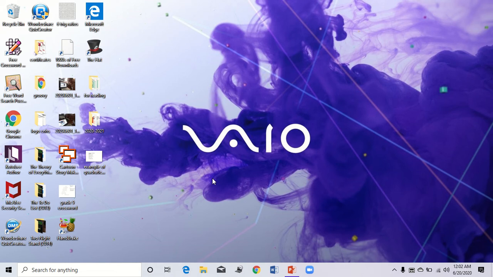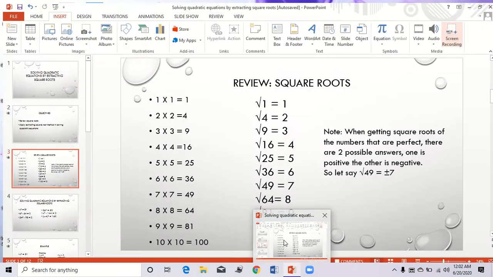I'm Sir Pentadecagon, and I'm going to discuss solving quadratic equations by extracting square roots. So this is for grade 9 mathematics.